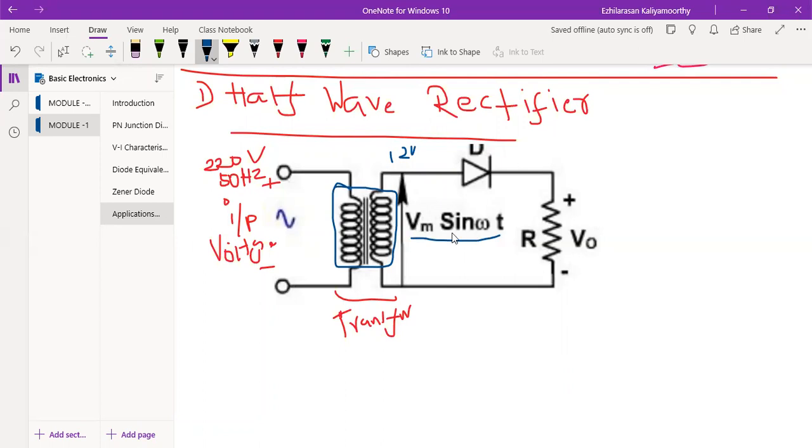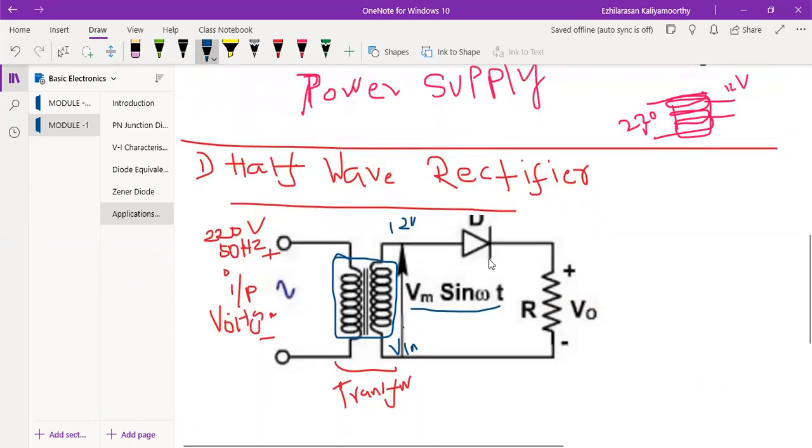Now the Vm sin omega t, because the input is a sinusoidal signal. So sin omega t, where omega is nothing but 2 pi f, and f is the frequency we are using, 50 hertz. That is why we get Vm sin omega t. The input is the same. Vm sin omega t is your input.